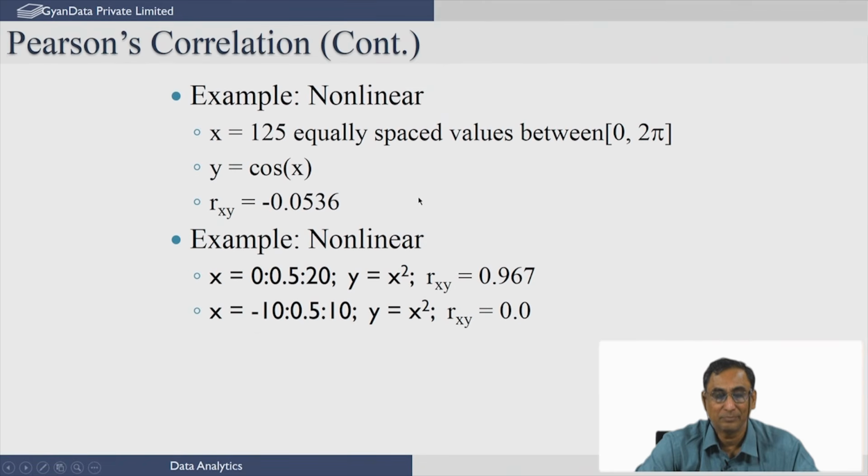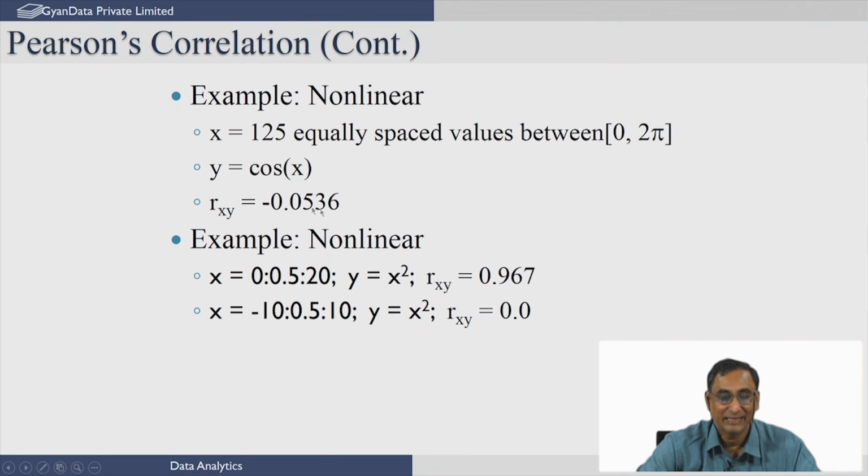Here are 3 examples. In the first example, I have taken 125 equally spaced values between 0 and 2 pi for x, and I have computed y as cos of x. So, there is a relationship between y and x, in this case a sinusoidal relationship. If we compute the Pearson correlation coefficient for this data set, we get a very low value, close to 0, indicating as if there is no association between x and y, but clearly there is a relationship because it is non-linear.